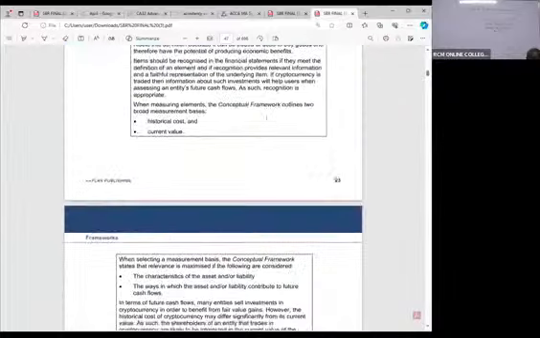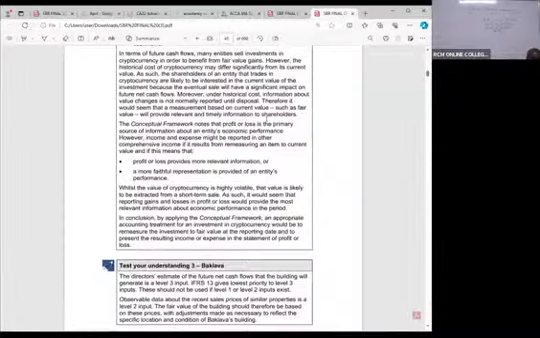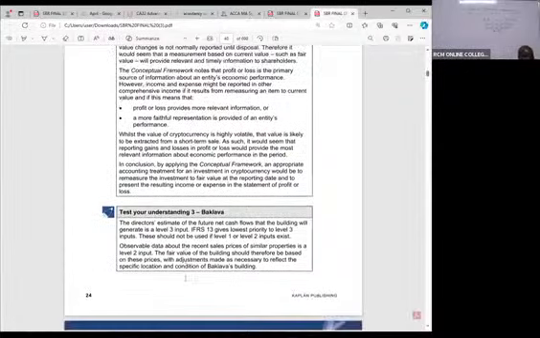Baklava. I think baklava is level 3. Yes. So baklava is here. The director's estimate of the future net cash flows that the building will generate is a level 3 input. IFRS 13 gives lowest priority to level 3 inputs. This should not be used if level 1 or level 2 inputs exist. Observable data about the recent sales price of similar properties is a level 2 input. The fair value of the building should therefore be based on these prices, with adjustments made as necessary to reflect the specific location and the condition of baklava's building.